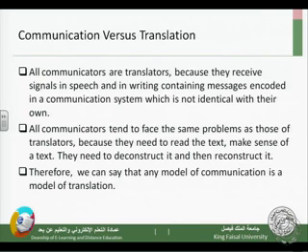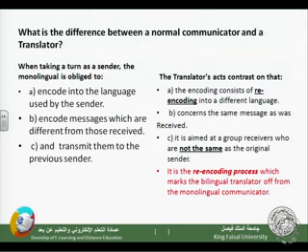But the communicator might find the same difficulty as the translator find it when there is a kind of communication between two people. So there is some kind of common features between a model of communication and a model of translation. Now, this point I'm going to talk about will tell us the difference between a normal communicator and a translator.